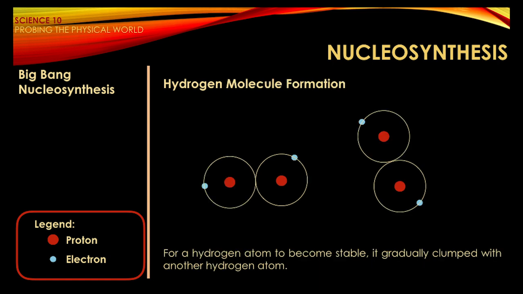For a hydrogen atom to become more stable, it attaches to another hydrogen atom, thus forming a hydrogen molecule. These hydrogen molecules, together with helium atoms, clump together to form molecular dense clouds, which are the main ingredients of the formation of stars.